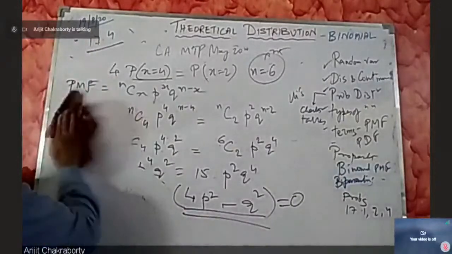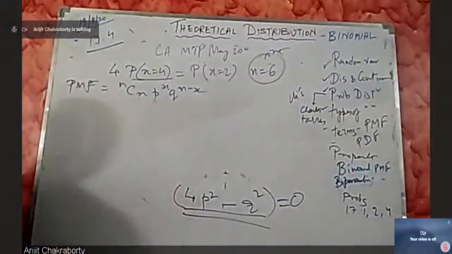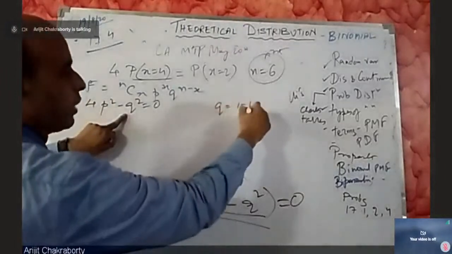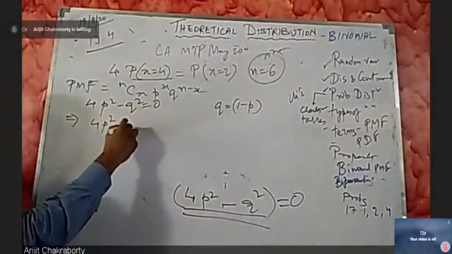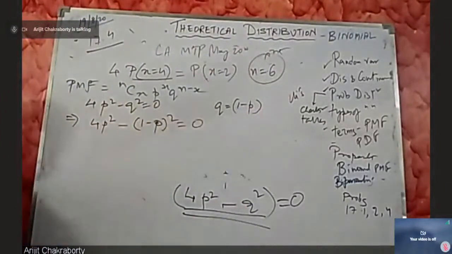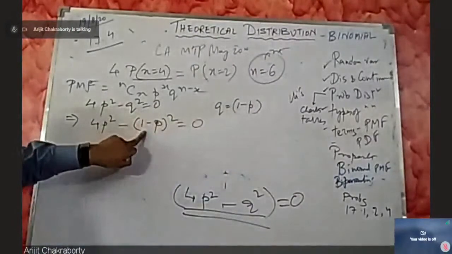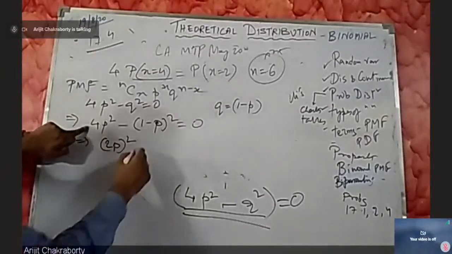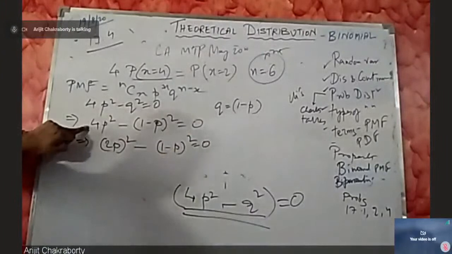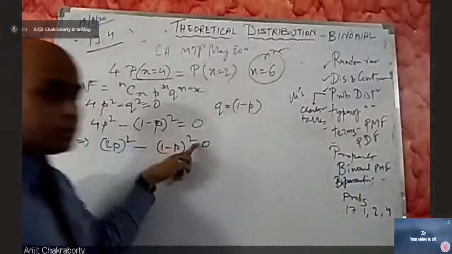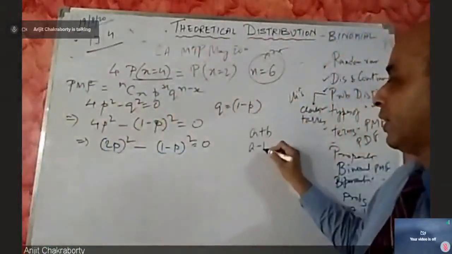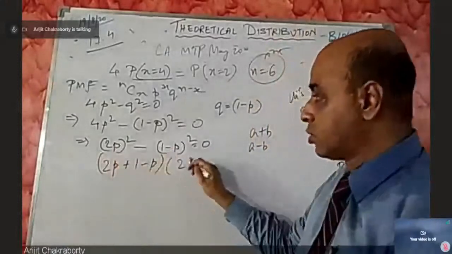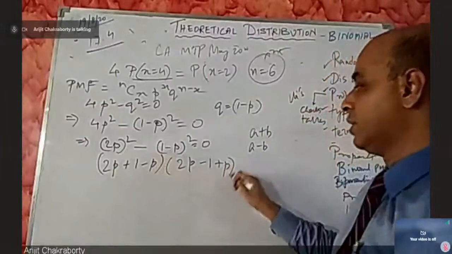Now we will simplify. I am writing here: 4p square minus q square is 0. But we know q is equal to 1 minus p. So it becomes 4p square minus (1 minus p) square equal to 0. Please note, I have replaced q and I have put 1 minus p. Now this is of the form a square minus b square. So I can write (2p) whole square, because that is 4p square, minus (1 minus p) whole square is 0. We know a square minus b square is equal to (a plus b) into (a minus b). So a plus b will be 2p plus 1 minus p, multiplied by a minus b, 2p minus 1 plus p is equal to 0.